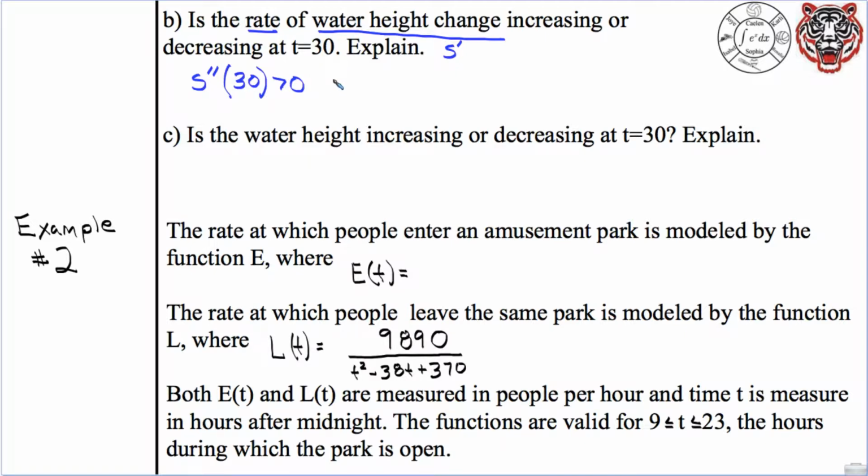Wait, I thought S double prime would have been concavity though. Why is it not concavity? Because it's the graph of V. Oh, okay, that makes sense.